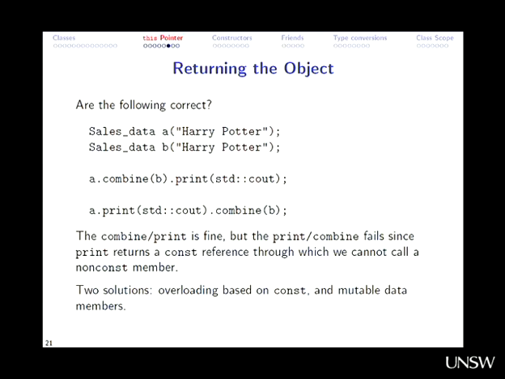We've got 2 ways of solving this problem. Well, so you've got 3 ways of solving this problem. 1, don't have this problem in the first place, just by doing everything on a new line with semicolons. Option 2 is we can overload based on const. We spent a lot of time over the last 2 weeks talking about overloading. We're now going to talk about overloading based on const. And then we're going to talk about mutable data members.